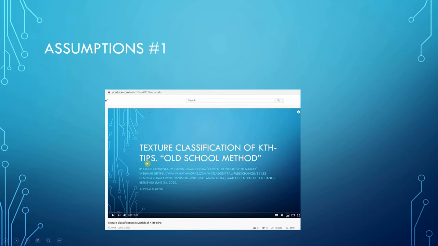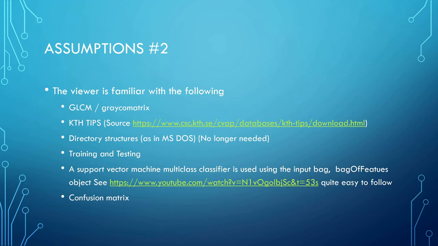I have a YouTube tutorial which I show you. There's the texture and the old school method. The old school method is grand, but you have to know your MS-DOS directories and all that sort of stuff, so it's a little complicated. Some assumptions here: you know what a grey level co-occurrence matrix is, you know what KTH-TIPS is, and I have to show you where I got it. You don't need to know the directory structures. That's the big advantage over here.